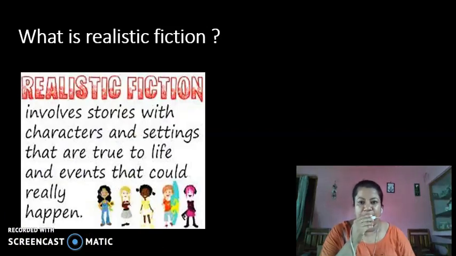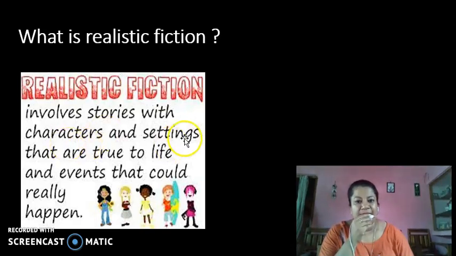So, when we talk about realistic fiction, remember that it involves stories with characters and settings that are true to life and events that could really happen, okay. So, this means that the stories are made up, but you should be able to make a connection with the characters, the settings, and the events.